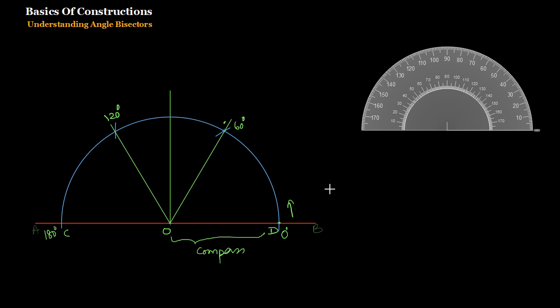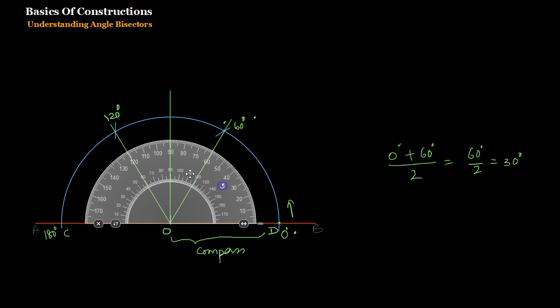If I want to bisect angle 60, what does that mean? From 0 till 60, I need to bisect the angle between them. So I add them and divide by 2, which gives me 60 divided by 2, which is 30. Let me place this protractor on top of that, so we know exactly what we are talking about. So that is a 30.